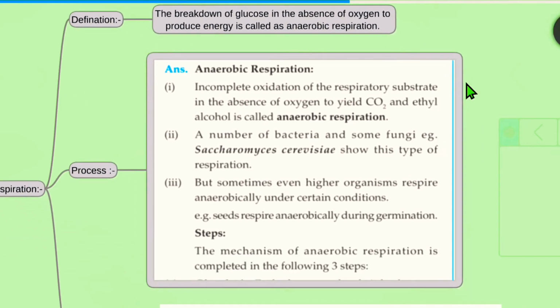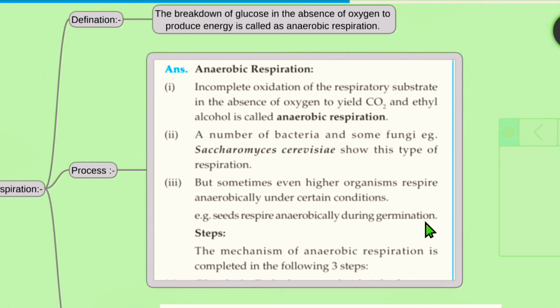What is the process of anaerobic respiration? It is the incomplete oxidation of the respiratory substrate in the absence of oxygen to yield carbon dioxide and ethyl alcohol. This is the second definition. A number of bacteria and some fungi, for example Saccharomyces cerevisiae, show this type of respiration. But sometimes even higher organisms respire anaerobically under certain conditions. For example, seeds respire anaerobically during germination. During the germination of the seed, it respires anaerobically.